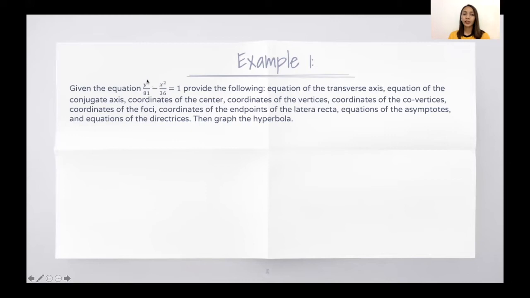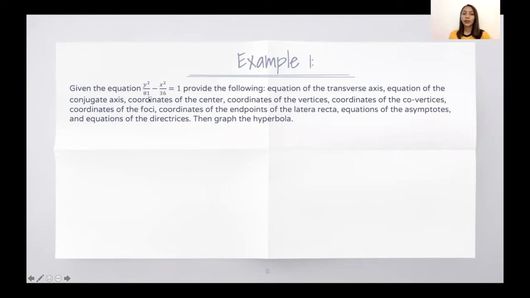Given the equation, y squared all over 81 minus x squared all over 36 is equal to 1. Provide the following: equation of the transverse axis, equation of the conjugate axis, coordinates of the center, coordinates of the vertices, coordinates of the co-vertices, coordinates of the foci, coordinates of the endpoints of the lateral recta, equation of the asymptotes, and equation of the directrices, then graph the hyperbola.